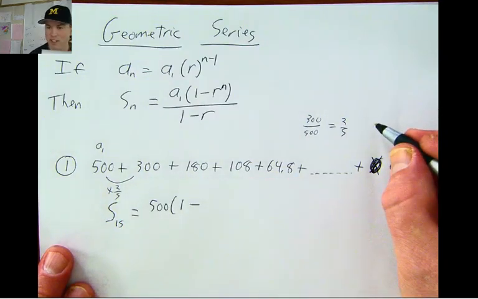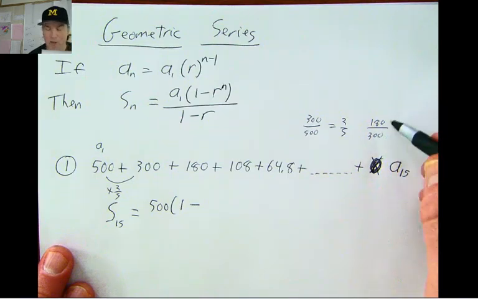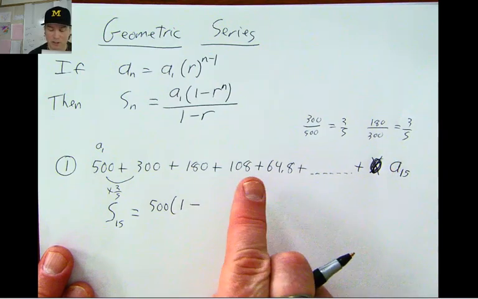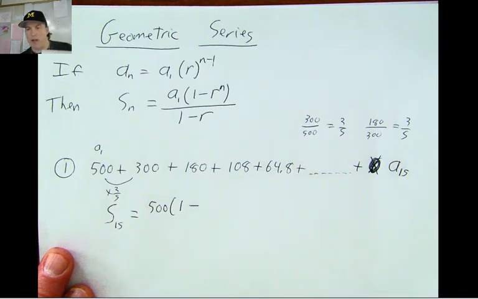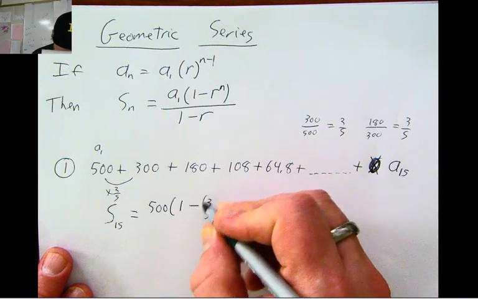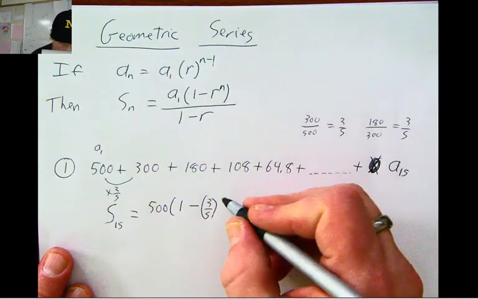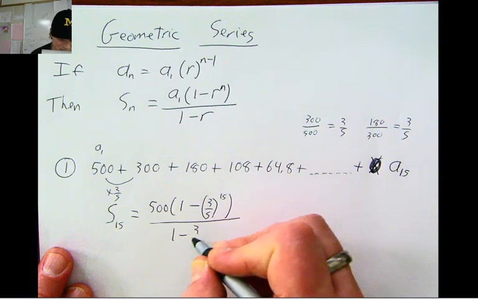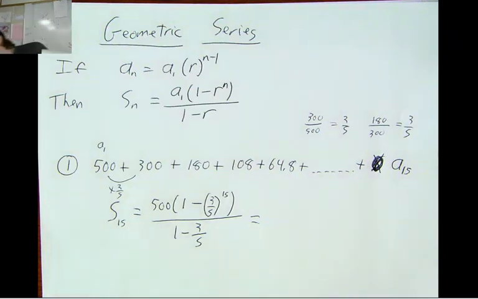And then check it for consistency. 180 over 300. Out of each of those, you could divide out a 60, and you'd get 3 over 5. You could try it out for a couple more, but you're going to continue to find that you're getting 3/5 every single time. So that is our multiplier. So I'm going to put 3/5. And then we're looking for S15, so 3/5 is being raised to the 15th power, divided by 1 minus 3/5. As you can see, this problem can be a calculator nightmare.